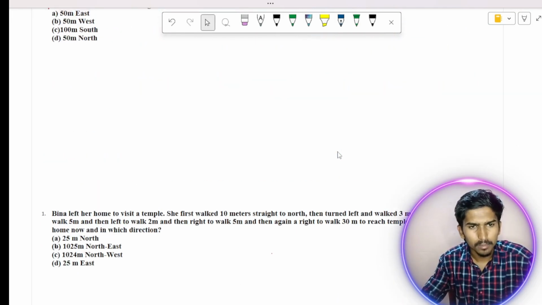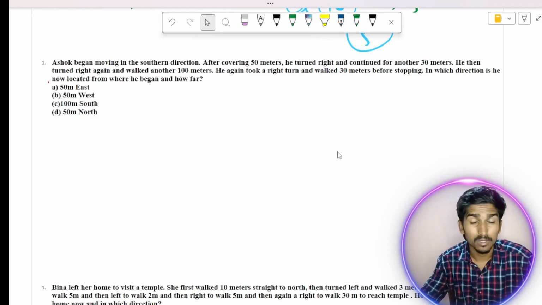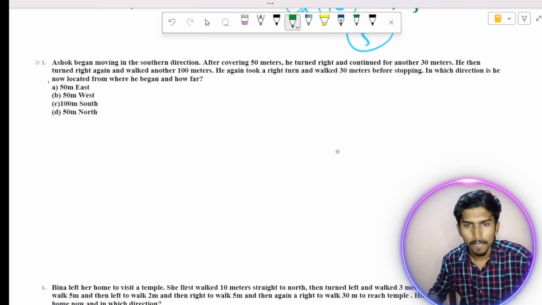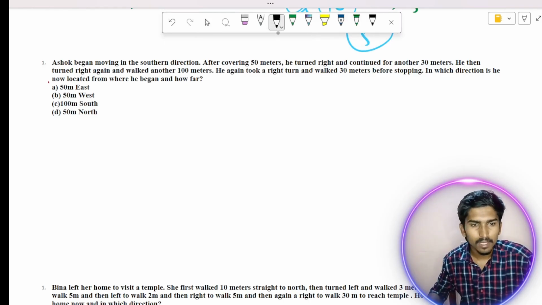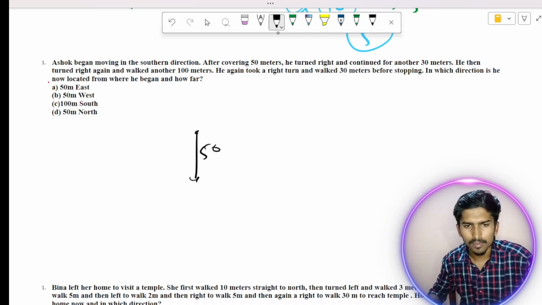I think it's somewhat difficult. Let's see. Ashok began moving in the southern direction. Okay, Ashok is here, moving in the south direction. After covering 50 meters, he turned right, and continued for 30 meters. Okay, 30 meters, no problem.